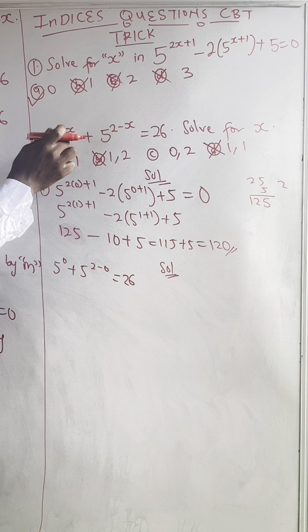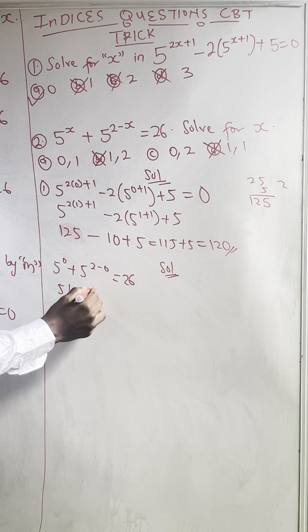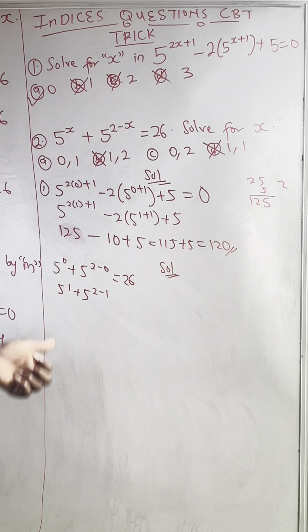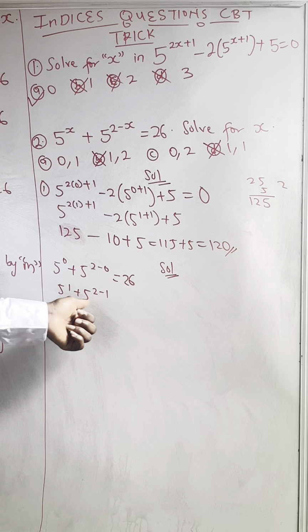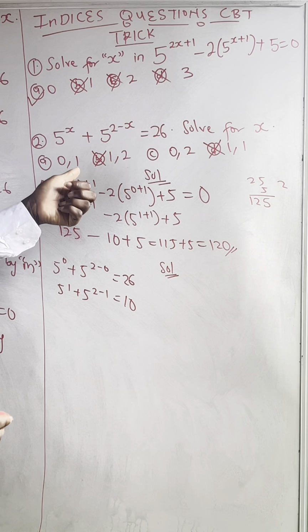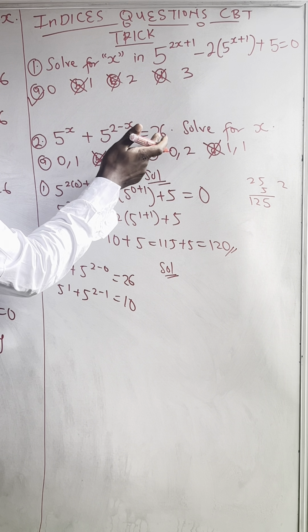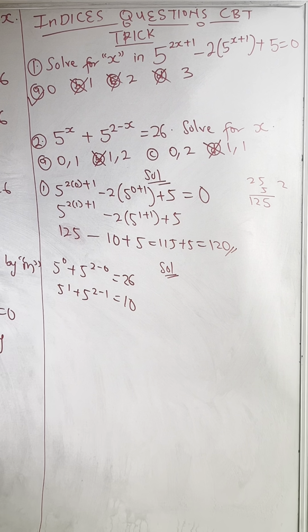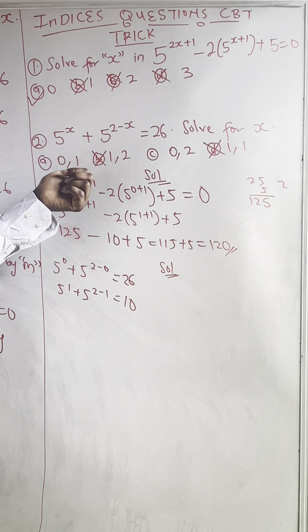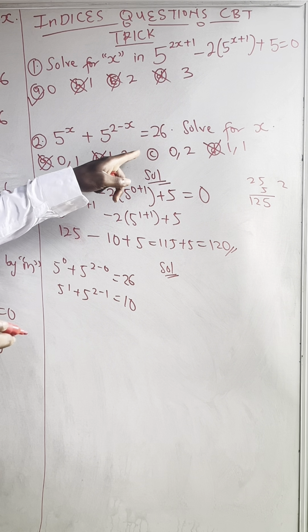Now, let me test the second value here, which is 1. So let me substitute the value of 1 here. This will be 5 raised to power 1 plus 5 raised to power 2 minus 1. Now, guys, what is 2 minus 1? That is 1. So what is 5 raised to power 1? 5. What is 5 plus 5? 10. So if I represent my x as 1, I'm going to get 10. And 10 is different from 26. That simply means that 1 is not among my answer. So once one answer is wrong, out of these two answers, that option is wrong. So automatically option C should be correct.